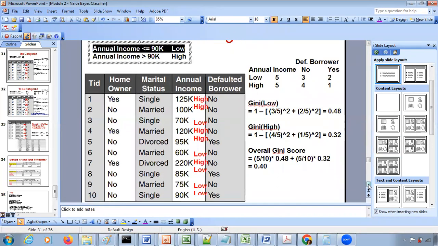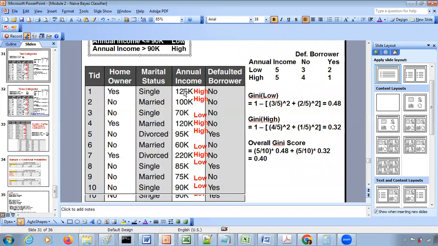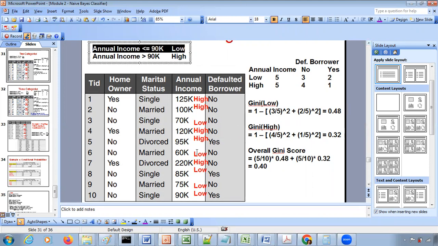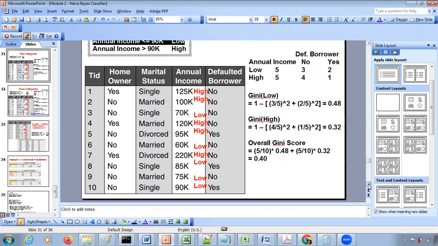And accordingly, I can categorize the records like this. So 125K will belong to high, 100K will be high, 70K will be low, 120 will be high, 95 will be high because we want less than or equal to 90 as low, and 60 will be low, 220 will be high, 85 will be low, 75 low, 90 low. Okay, less than or equal to 90K.